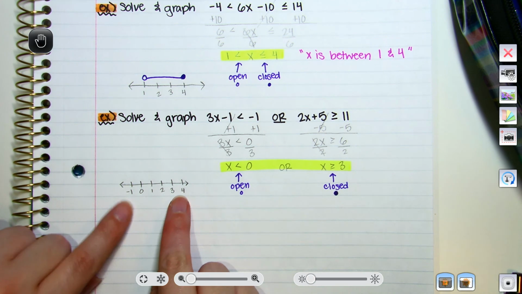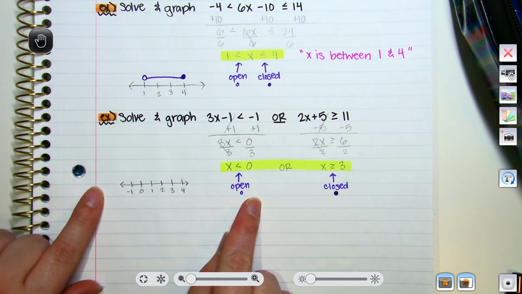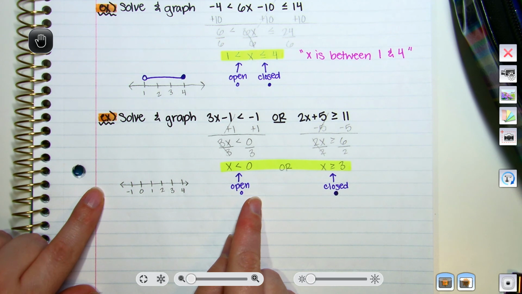Please don't make your number lines go out super, super far. Like, don't go all the way from -10 to 10. That's just really tedious and way more writing than you need to do.